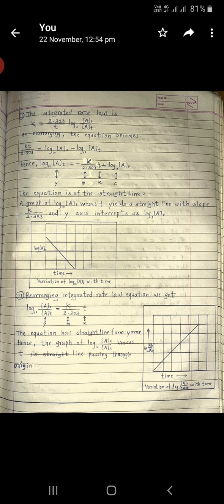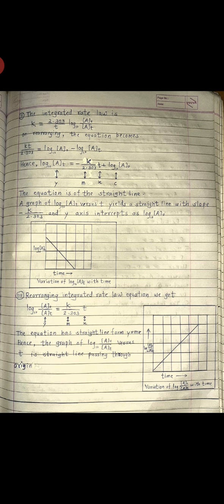This is the second graphical representation. Now the third graphical representation. Rearranging the integrated rate law equation: the integrated rate law is k = 2.303 upon t log to the base 10 of A0 upon At. On rearranging, we get log to the base 10 of A0 upon At = kt upon 2.303. So here y is log to the base 10 of A0 upon At, m is k upon 2.303, and x is t.